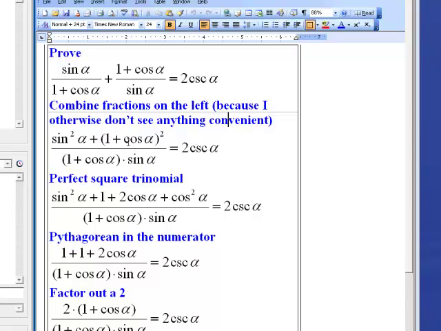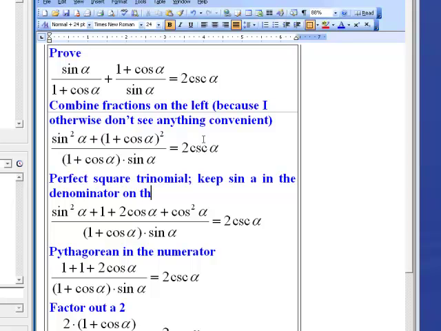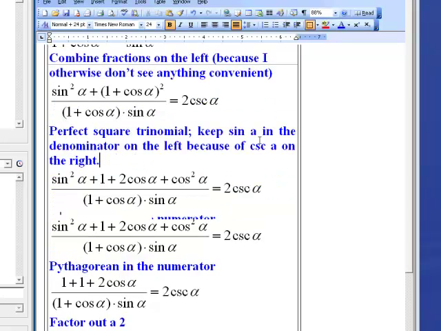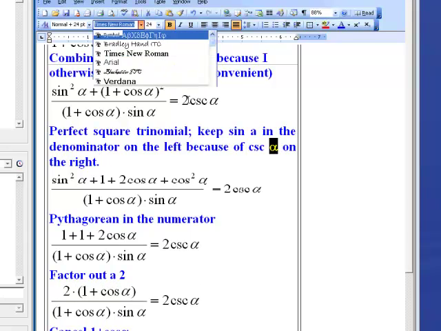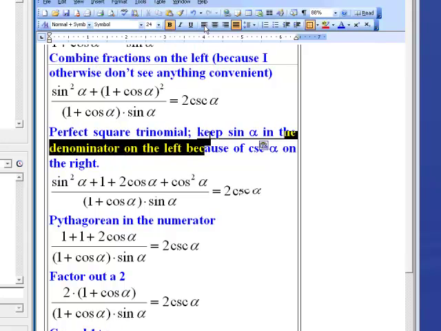On the left-hand side, I might as well multiply out the 1 plus cosine squared as a perfect square trinomial, and that's what you see here. Then I could multiply the sine into the parentheses, but I recognize that on the right-hand side the cosecant needs a sine in the denominator, so I would amend this to say keep sine alpha in the denominator on the left because of cosecant alpha on the right. That's kind of a foresight. Let me change this to alpha. And there we go. Okay.